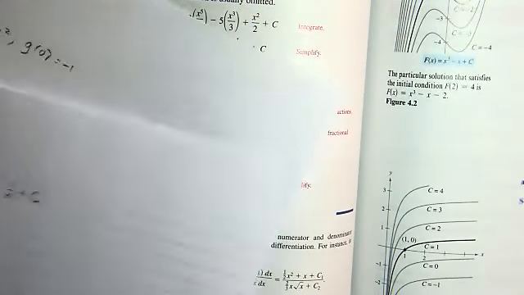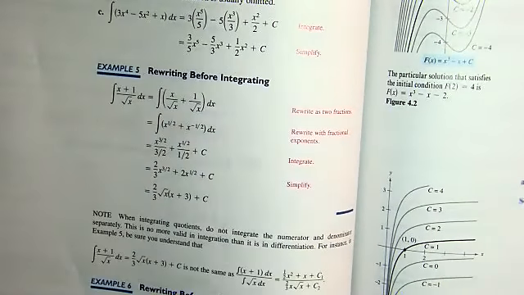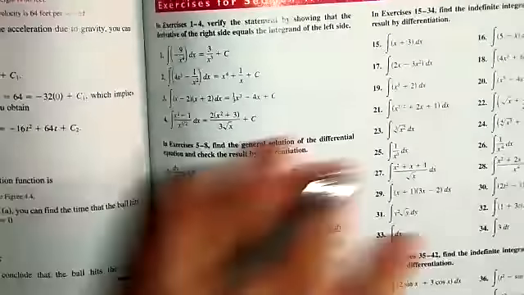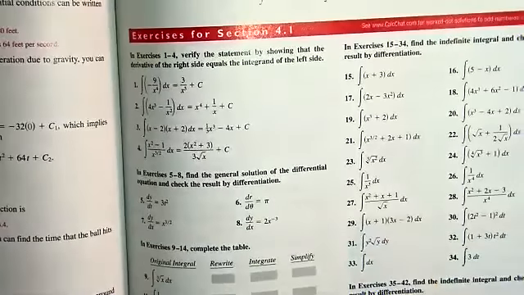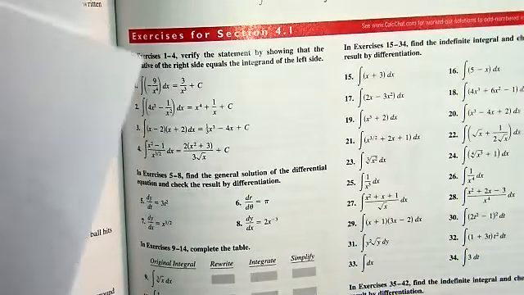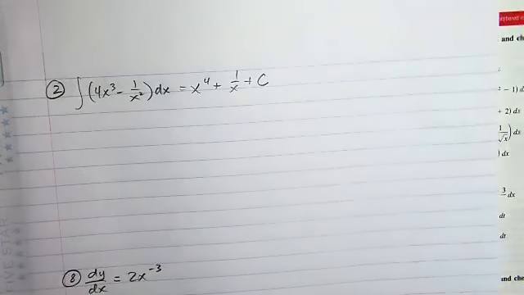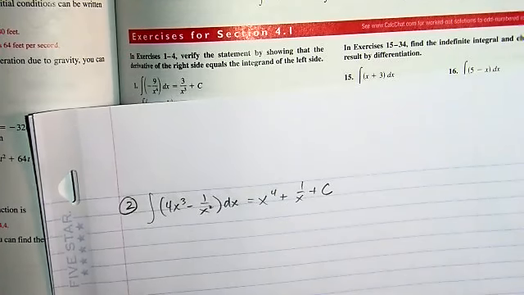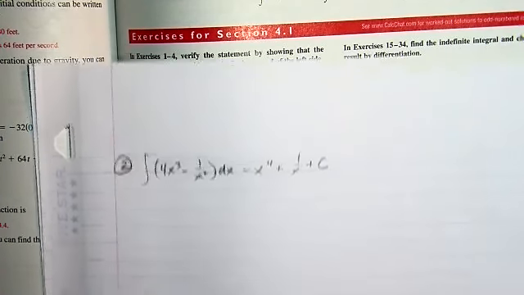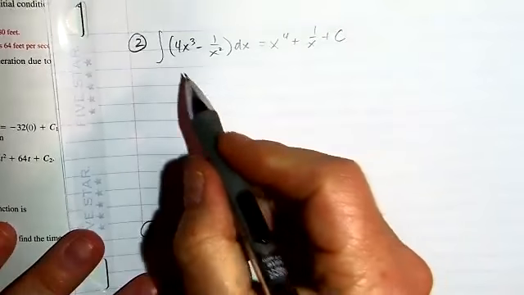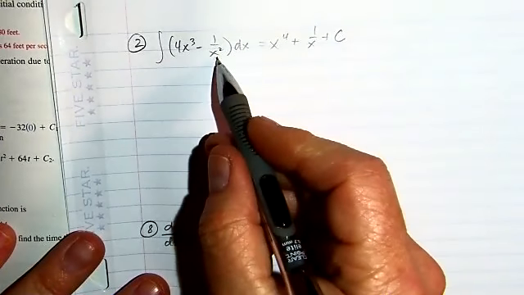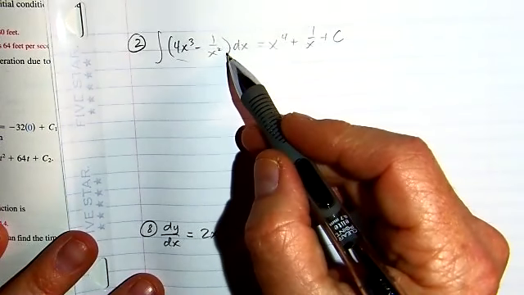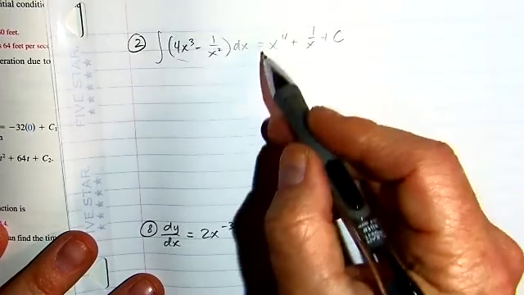So if you wanted to go ahead and turn, I've asked you over the course of the week to look at problems at the end of this section. We're going to start with problem number 2 on page 255, and I've written it down here separately on this piece of paper. It's asking us to verify the statement by showing that the derivative of the right side equals the integrand of the left side. The integrand is this part right here. So it's asking us to verify that the integrand here is the derivative of this thing on the right-hand side.